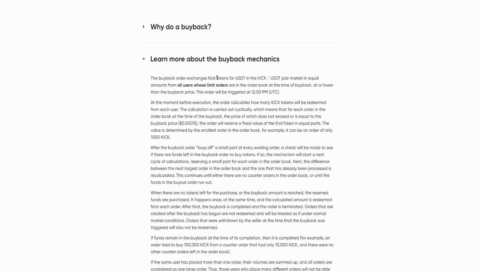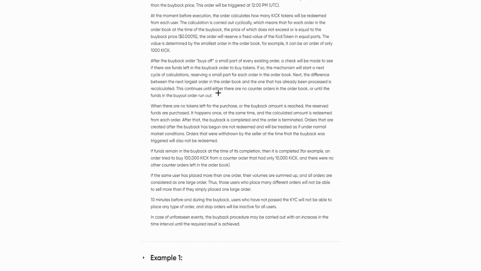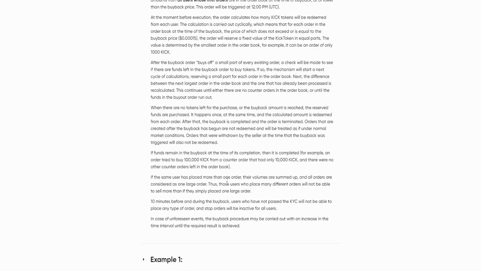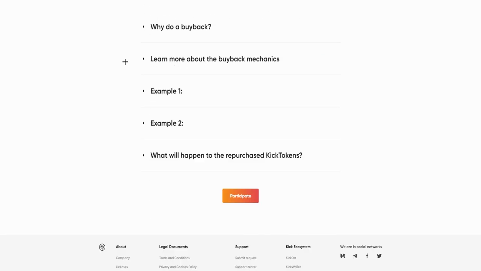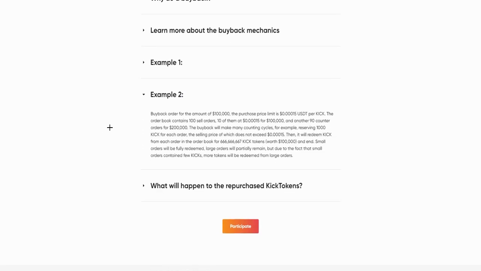Here you can learn more about the buyback mechanics, and if you are very interested in this project, you can read the whole thing. I will just show you today the most important things. Another important thing is the examples. I will show you the second example, so you can understand it better.